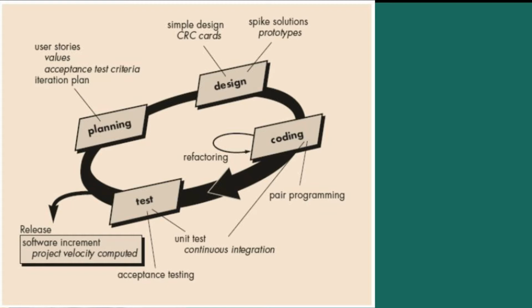Here, the four framework activities are shown with some of the key concepts. For example, planning has user stories, values, iteration plan, etc. Then design has CRC cards, spike solution, prototypes. Then coding has pair programming, continuous integration, and refactoring. Testing has unit tests and acceptance testing. After the first project release has been delivered, the XP team computes project velocity. The first project release is also called the software increment.